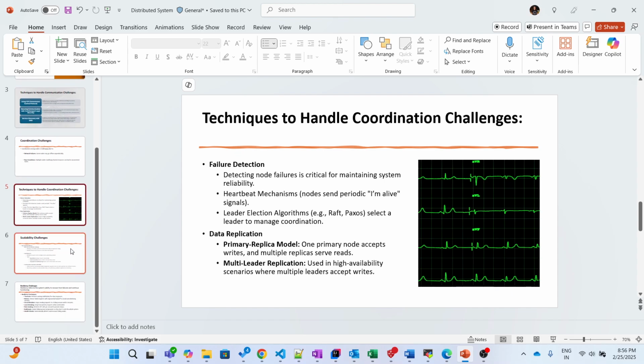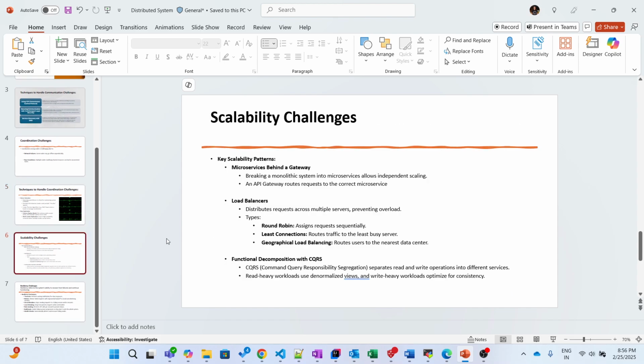The other set of challenges is the scalability challenges. Scalability is nothing but the ability, in a distributed system, to scale the system as resource usage increases. You need to scale to manage the load on the system. Scalability is a common feature of distributed systems. So what are the challenges faced with scalability? Basically, the key scalability patterns are microservices behind the gateway.